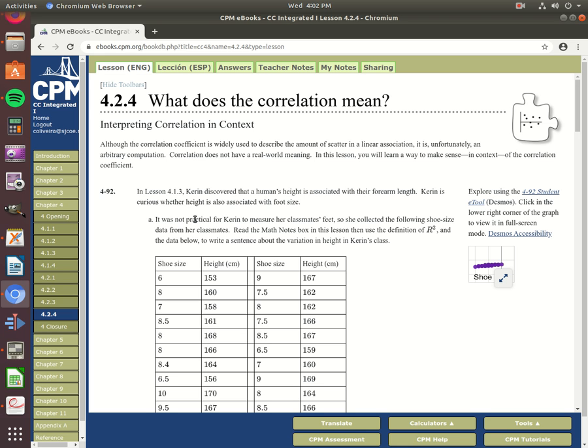So, in lesson 413, Karen discovered that a human's height is associated with their forearm length. Karen is curious whether height is also associated with foot size. It was not practical for Karen to measure her classmates' feet, so she collected the following shoe size data from her classmates. Read the math notes in this lesson, then use the definition of R squared and the data below to write a sentence about the variation in height of Karen's class.